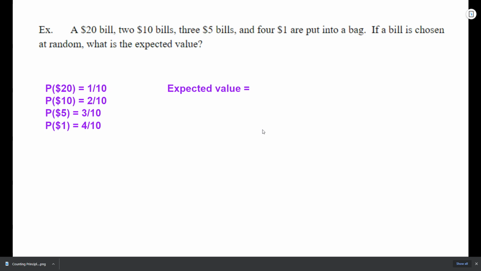So expected value would be taking these probabilities and multiplying it times the value here. So 1/10 times 20 plus 2/10 times 10 plus 3/10 times 5 plus 4/10 times 1 gives you an expected value of $5.90. Again, you have to understand that is on average. If we kept doing this experiment over and over and over again, and kept track of all the money that we would take out, it would be $5.90 on average.